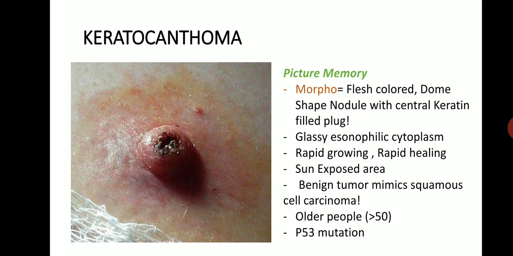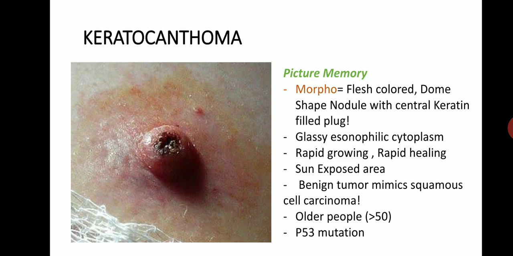Keratoacanthoma. The word kerato means it is related to keratin and acanthoma means tumor-like. So if we forget about text and see the picture, it is looking like a dome shaped nodule, centrally filled with a keratin plug. So oma here refers to nodule and kerato means keratin plug. It is flesh colored, you can see from the picture it looks pink flesh colored. So it's a flesh colored dome shaped nodule with a central keratin plug.